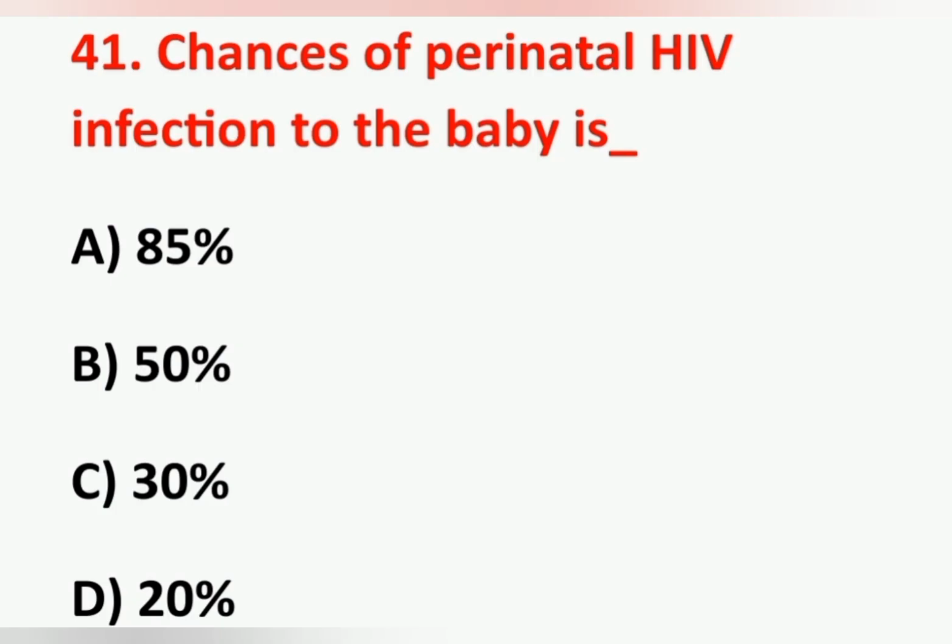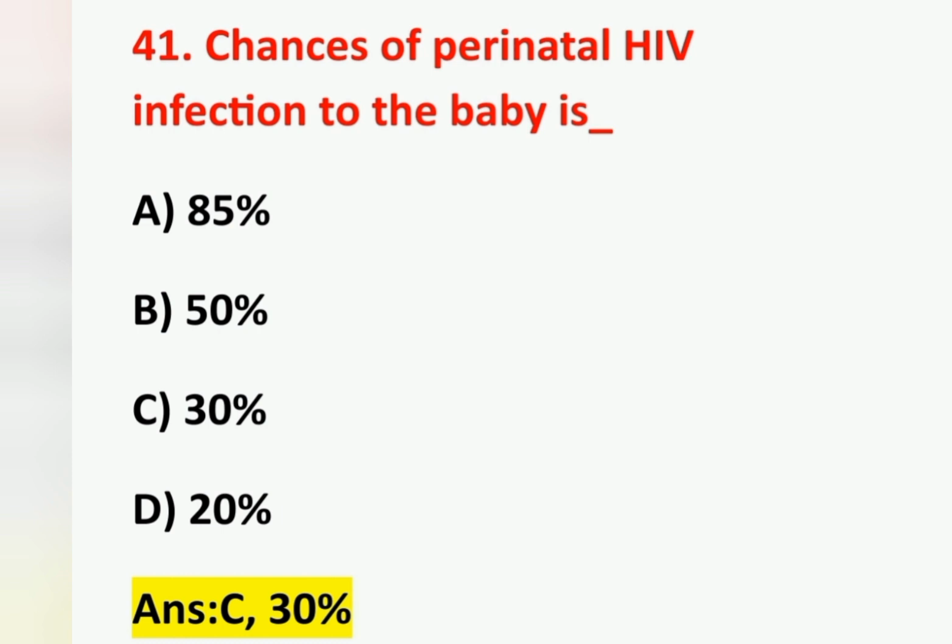Chances of perinatal HIV infection to the baby is. Options are option A 85%, option B 50%, option C 30%, and option D 20%. Here correct answer is option C, 30%. The question is about infection from mother to baby. There is a chance of 25 to 30% in perinatal HIV infection to the baby. Here option 30% is there, so that is the correct answer.